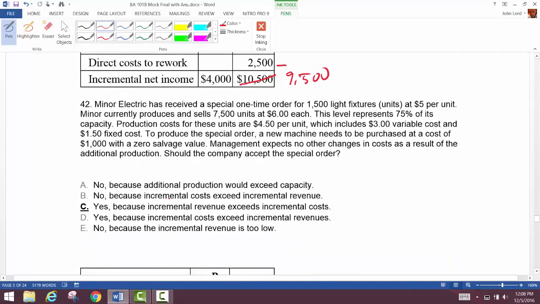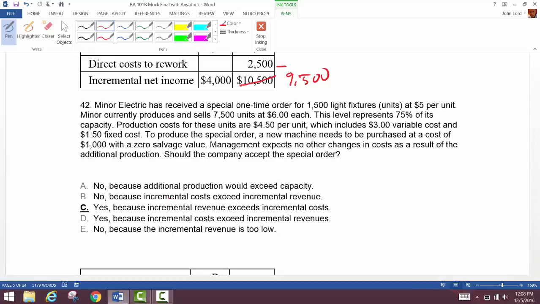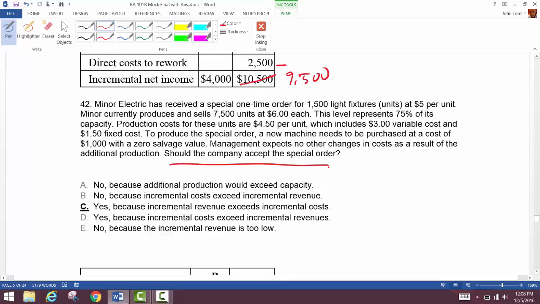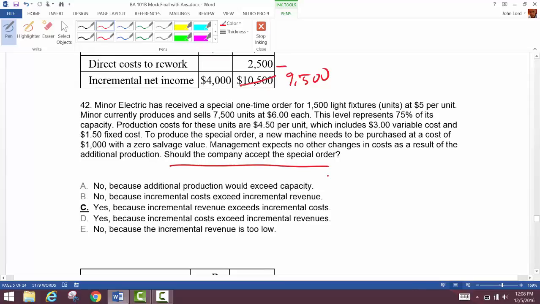Number 42, Miner Electric has received a special order, and they want to know if we should accept this special order. It's 1,500 light fixtures, and it's going to be $5 per unit. Miner currently produces and sells 7,500 units at $6 each. This level represents 75% of capacity.